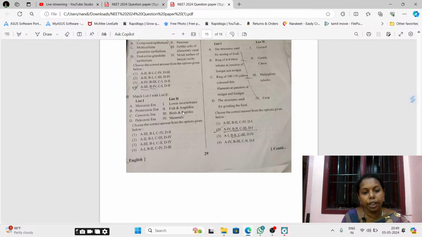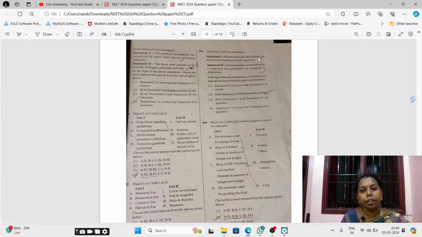So 192, we have to match again. Mesozoic era is for reptiles and birds. So A should come with 3. Proterozoic era, lower invertebrates. So B should come with 1. Cenozoic, mammals. Paleozoic, fishes and amphibia, which is in option D. So 192 is option B.